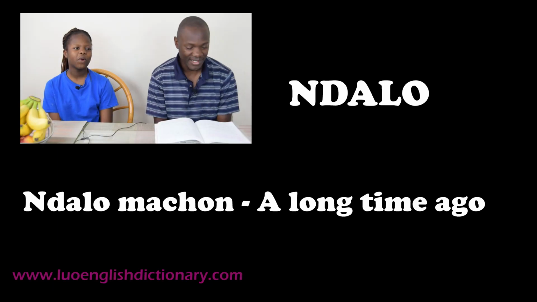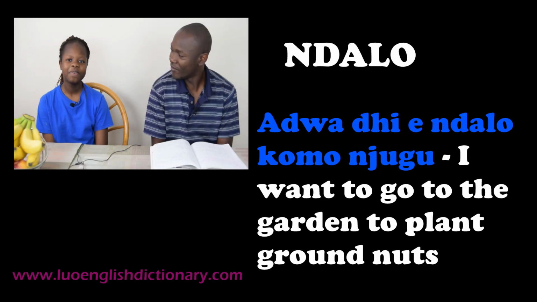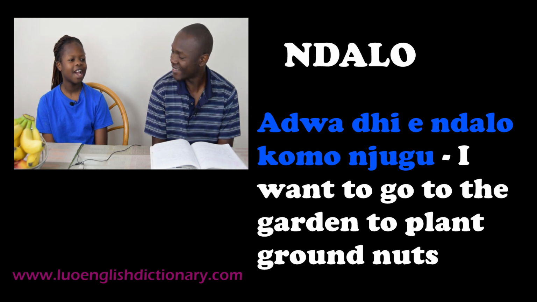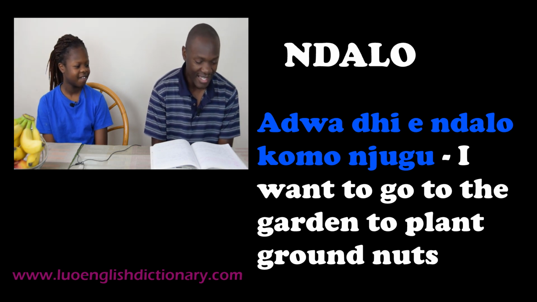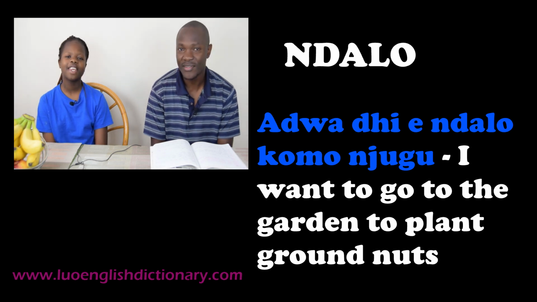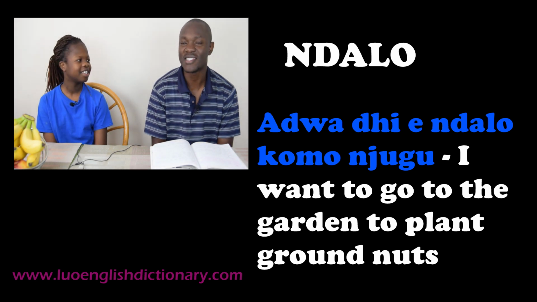Ndalo. Ndalo machon, long time ago. So ndalo is a garden. Adwa dhi ndalo komo njugu. And that means I want to go to the garden to plant some groundnuts.